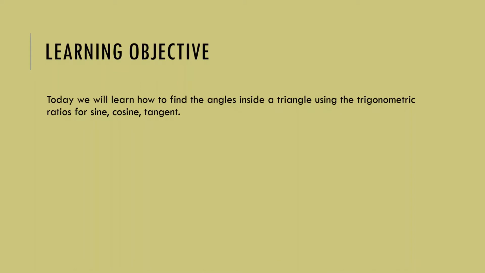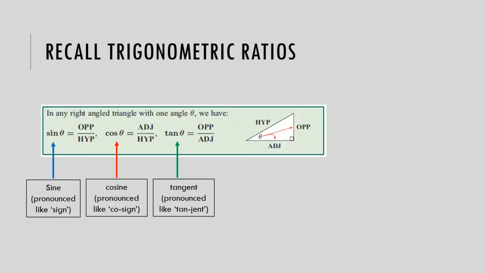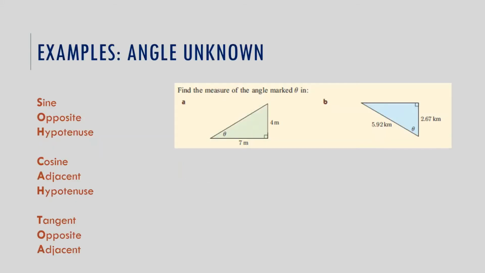Today we'll learn how to find angles inside a triangle using the trigonometric ratios for sine, cosine and tangent. So again, we have a bit of a recap on our trig ratios: sine theta, cos theta and tan theta, or maybe they're better known to you using your SOHCAHTOA memory trick.